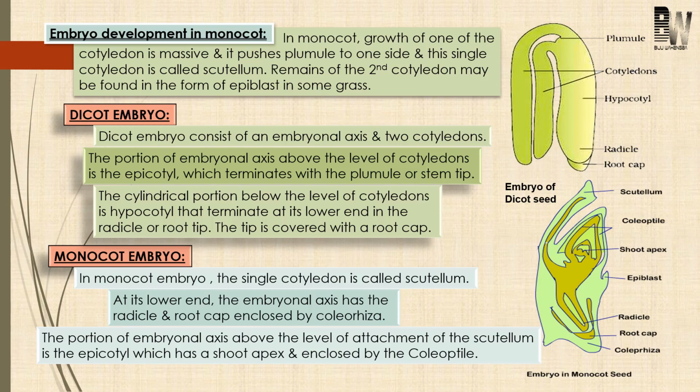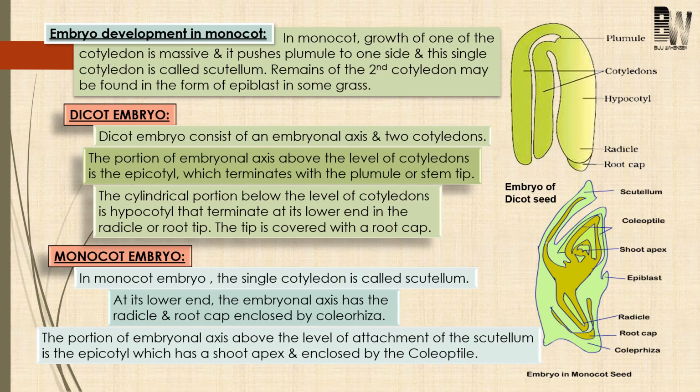Now come to the monocot embryo. In the case of the monocot embryo, there is a single cotyledon, and that single cotyledon is known as the scutellum. And there is also another structure known as the epiblast, and actually this epiblast represents the undeveloped cotyledon. So in a monocot embryo, there will be a single cotyledon known as the scutellum. In addition to this single cotyledon, there is also an embryonal axis, and this axis will definitely have two ends.